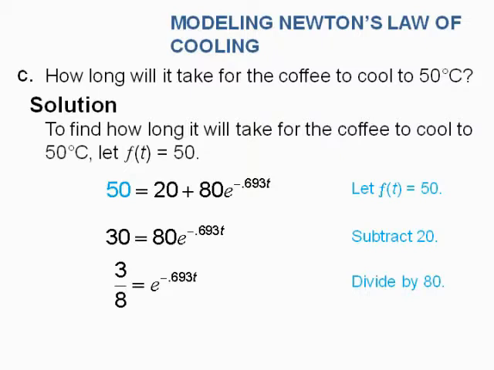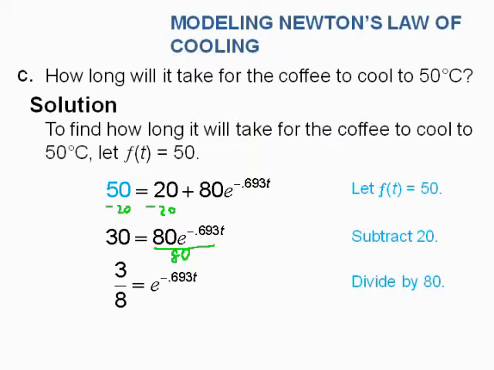All right, and then we can also see how long it will take the coffee to cool to 50 degrees. So we can let that function f of t equal 50 and then solve the other way. So we're just going to go back and forth here. We can subtract 20 from both sides. So in our model, we'll end up with 80 e to the minus 0.693t power equals 30.